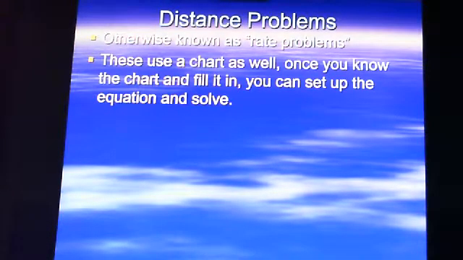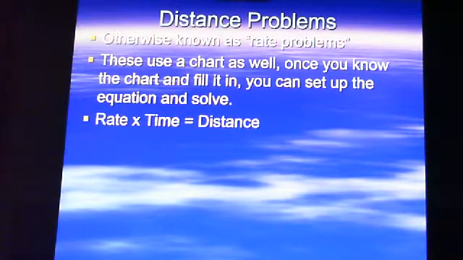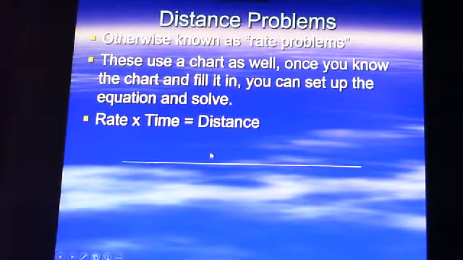They use a chart. I say as well because there were other problems in the slideshow that used a chart, but once you know the chart and fill it in, you can set up the equation and solve. It's a piece of cake as long as you use the chart. If you don't use the chart, then you won't be able to do it. So make sure you always draw the chart when you talk about distance problems. It's just like when we talked about mixture problems, we had the buckets that we had to always draw. Well, this time we always have a chart. You need to know that rate times time is equal to distance, so make sure you write that down.